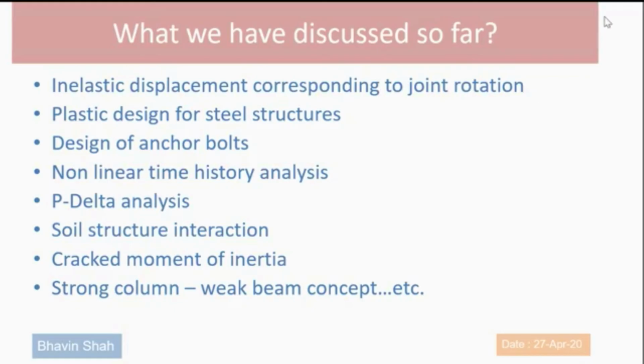So what we have discussed so far, I've just tried to collate a few important clauses from the different codes. Again, this is not an exhaustive summary. I have tried to collate a few important clauses, like what we have discussed, that inelastic displacement corresponding to joint rotation is required. We discussed a little bit about plastic design of steel structures, design of anchor bolts, non-linear time history analysis, P delta analysis, soil structure interaction, crack moment of inertia, strong column weak beam concept, etc.